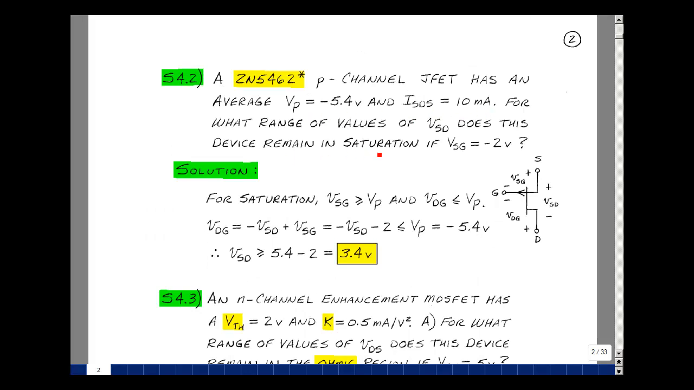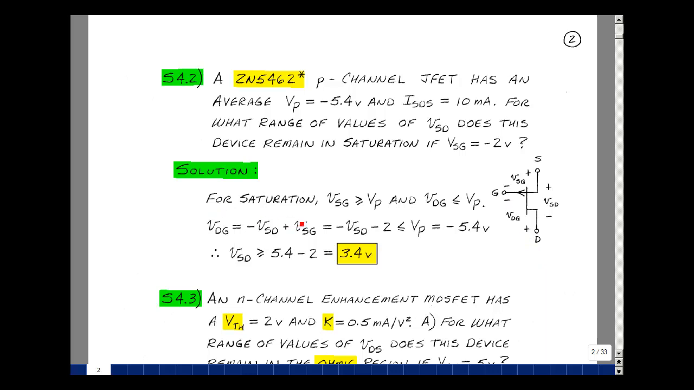For what range of values of the source to drain voltage does this device remain in the saturation region if the source to gate voltage is -2? I've shown the schematic symbol here for a P-channel JFET, putting the source on the top and the drain on the bottom because current is going to flow this way in the transistor. And that's typically how things are shown in schematics and data sheets and hobbyist magazines. Label the voltages from source to gate, source to drain, and then from drain to gate.